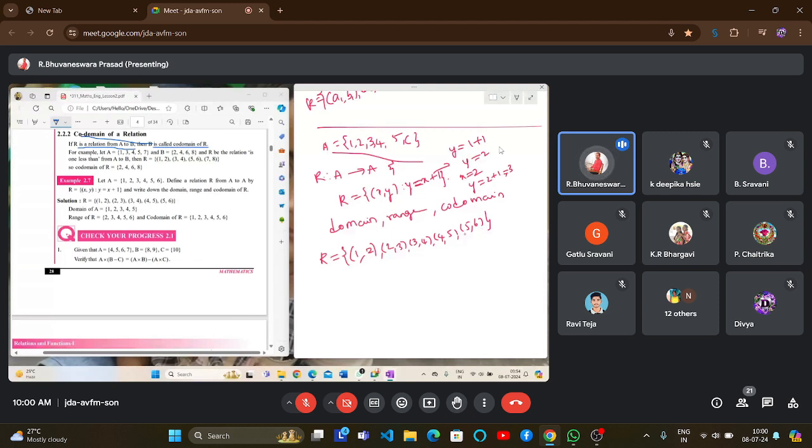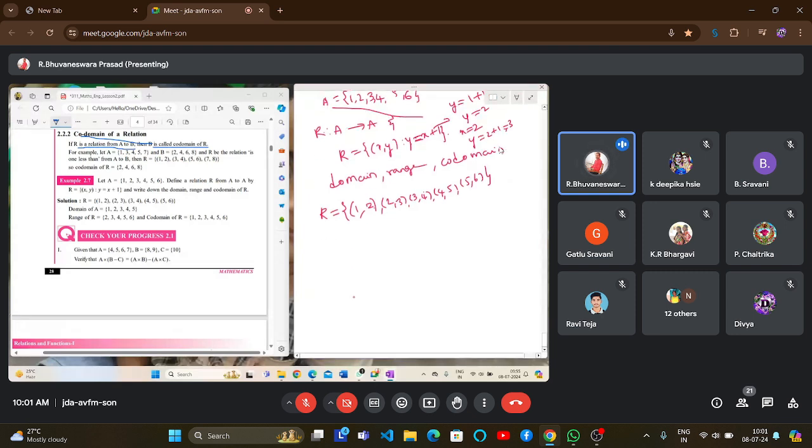Why? Because the given set ranges from 1 to 6. Range is only 1 to 6. Range means, in the second set, from the least value to the maximum value. This is called the range. Okay, range is nothing but the second elements. So the second elements are 2, 3, 4, 5, 6. This is the range.